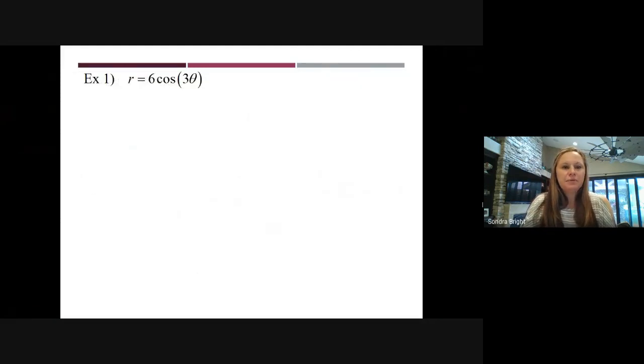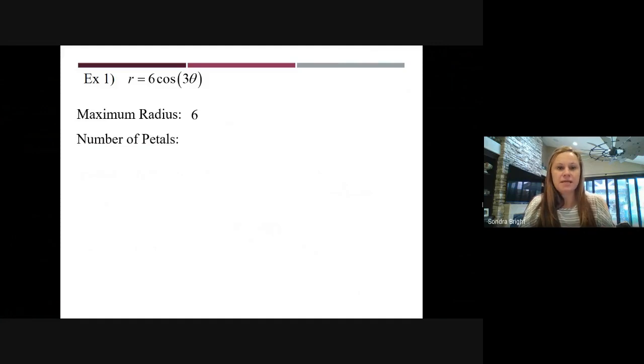So let's do an example. Notice that even before this, your notes wouldn't have matched the notes packet you got, so hopefully you printed the new version I put in Google Classroom. All right, if we've got r equals 6 cosine of 3 theta, the radius is that number in front. It's that a value, so it's just 6. That's how far out we're going to go for each of the petals. We'll go out 6 units.